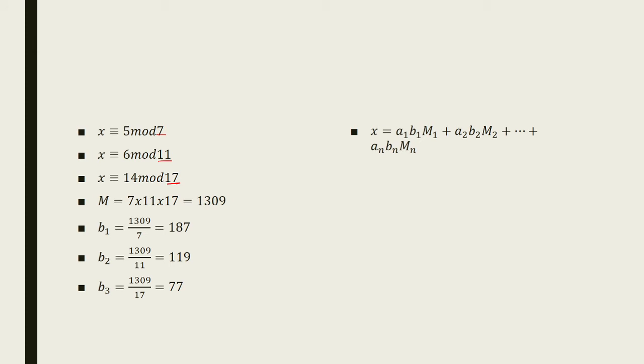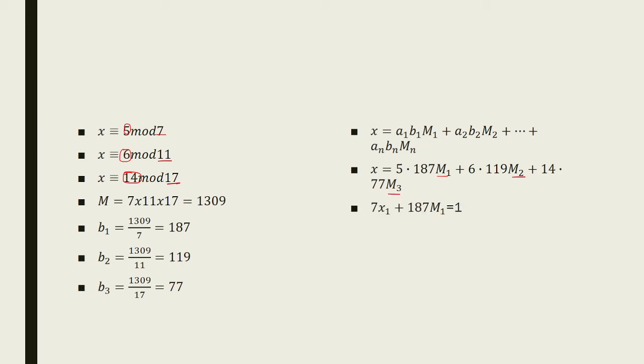We know that x is going to be of the form A1 times B1 times M1 plus etc. So we're going to plug in what we know. So A1 is 5, A2 is 6, and A3 is 14. So we plug that in here. B1, B2, B3 we just calculated. So all that's left is for us to calculate M1, M2, and M3.